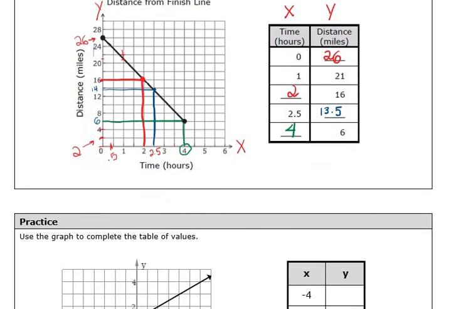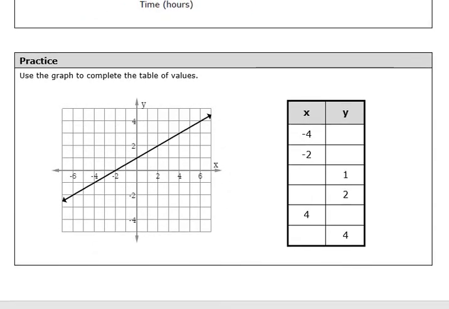Alright, so down below, there's a graph. You're asked to complete the table from the graph. Good luck.